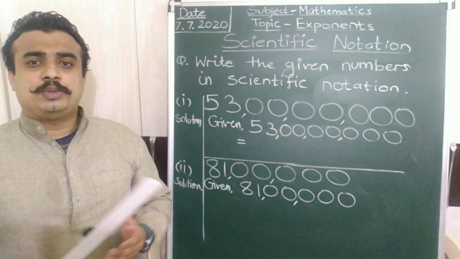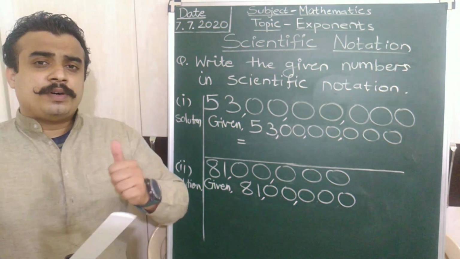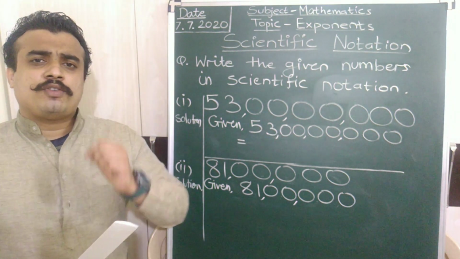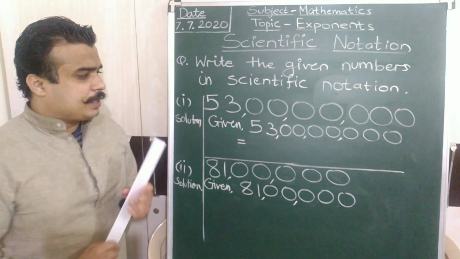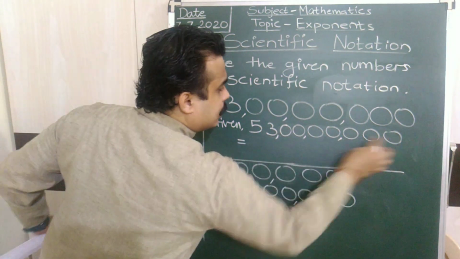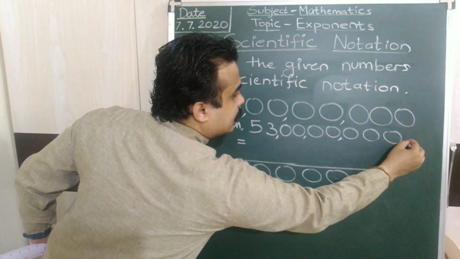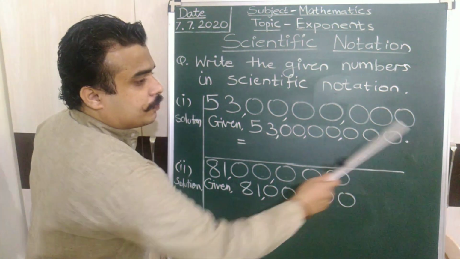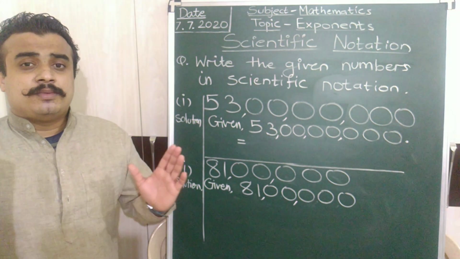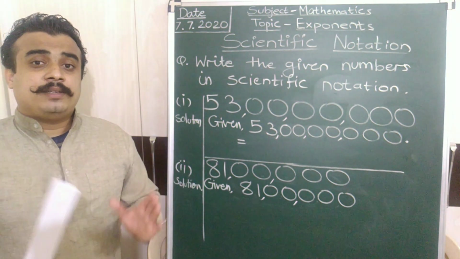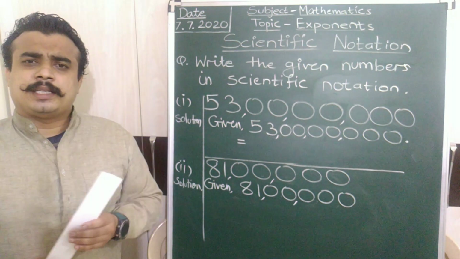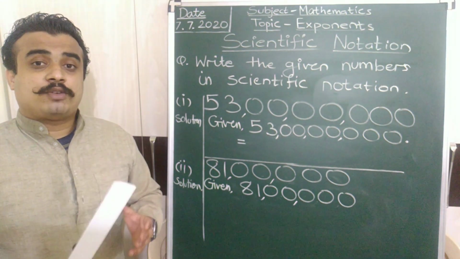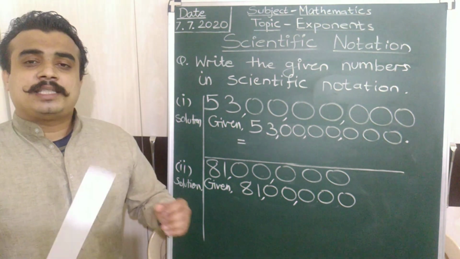Now let's see how to do it. So first thing that we have to do in this case is that we have to find out where the decimal point is. And we know that here there is no decimal point, that means it will be at the end. Okay, so the first step is over. That means we have identified where the decimal point is. Second thing, we have to decide in which direction we have to shift the decimal point.